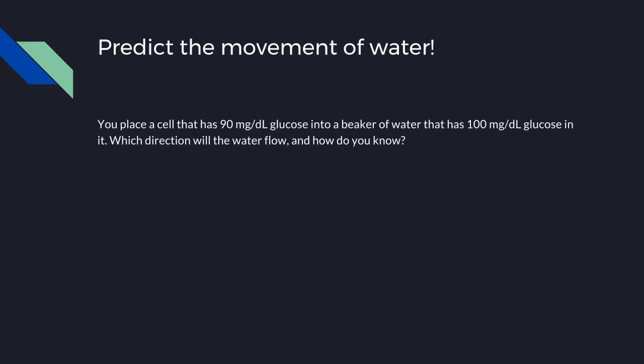Another question. You have a cell that turns out to have 70 milligrams per deciliter glucose, or 90% glucose, inside of a beaker of water, and that beaker of water is 100 milligrams of glucose. Where's the water going to flow, and how do you know?